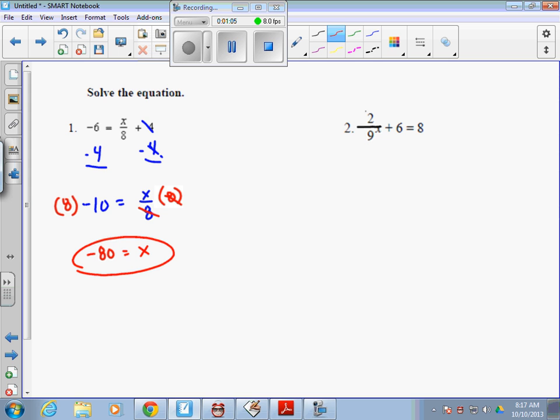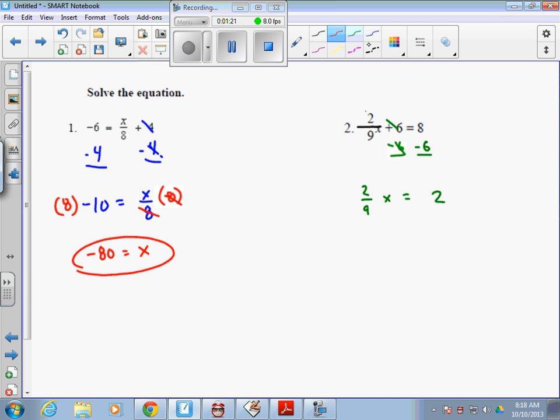2/9 x plus 6. Again, undo your order of operations. Do it backwards. Subtract 6 first. Do the same thing to the right side. Leaves you with 2/9 x. These will cancel out. Equals 2. Then it says 2 over 9 times x.